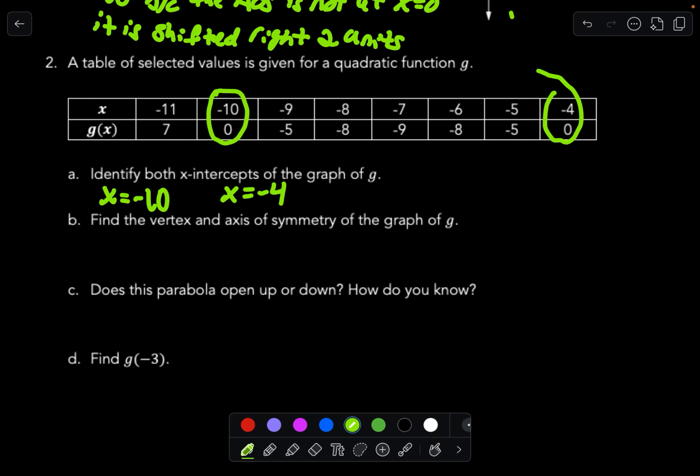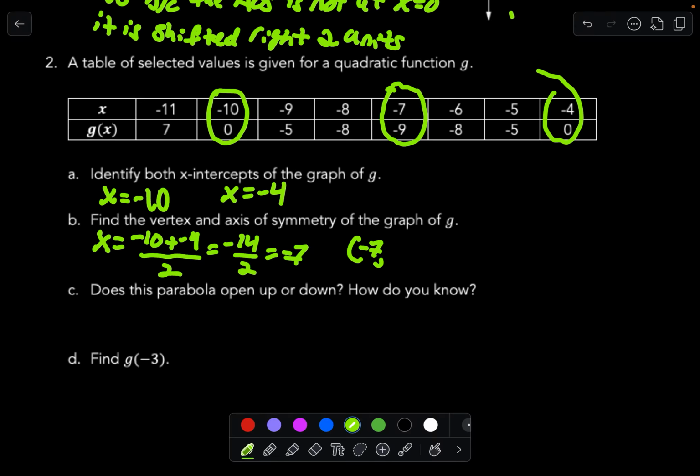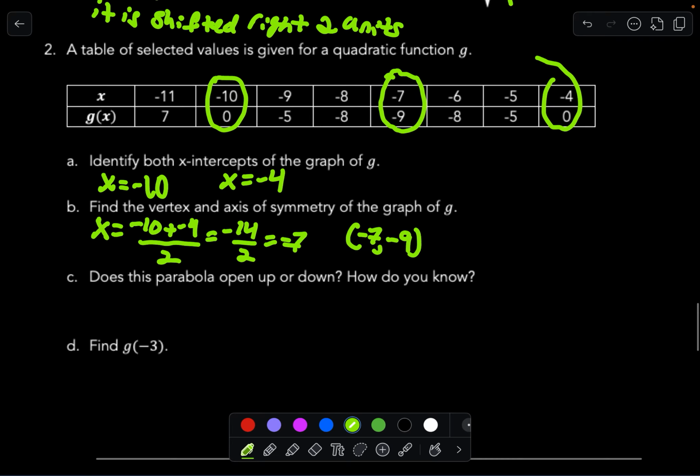Well, we know the vertex must be directly in between these two numbers, right smack in the middle. So the easiest way is to find the axis of symmetry, the AOS, as x equals the average: -10 plus -4 divided by 2, which is -14 divided by 2, which is x equals -7. So the axis of symmetry is x equals -7, and the vertex is at (-7, -9).